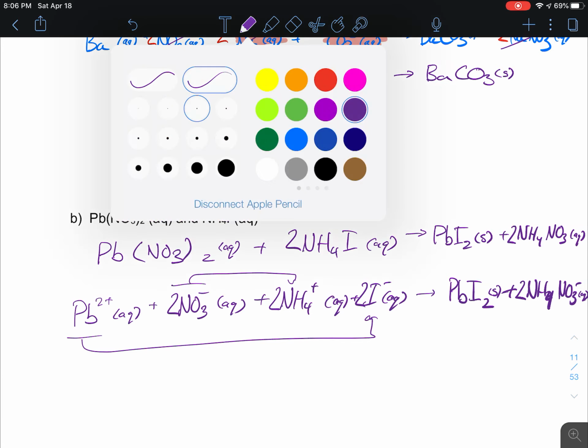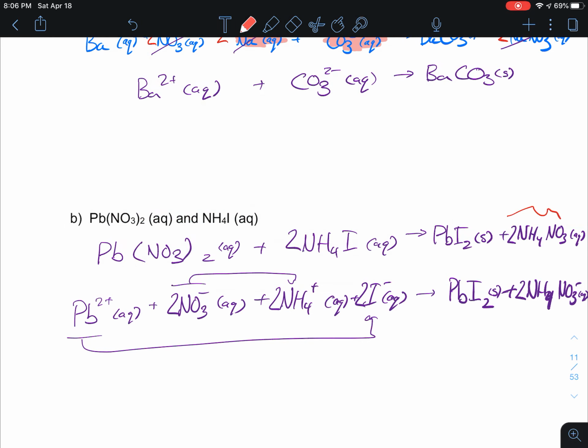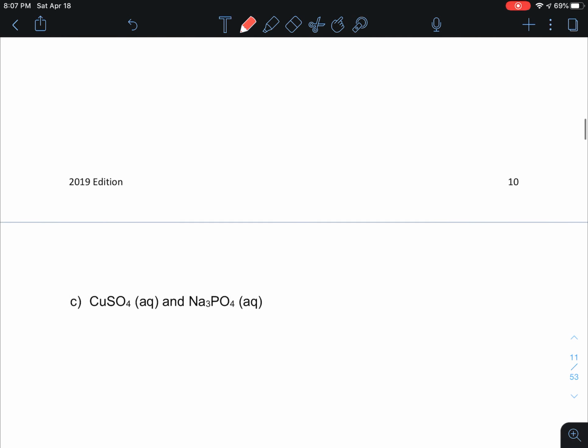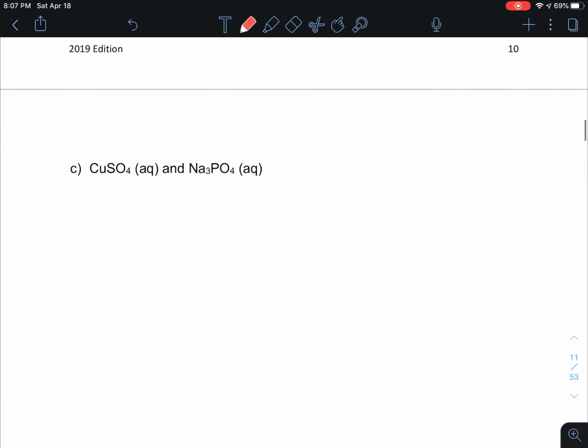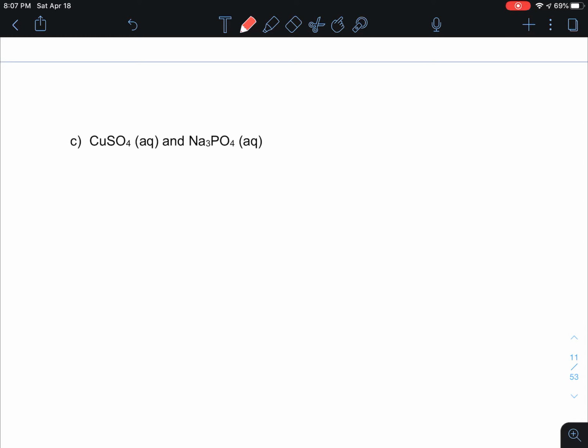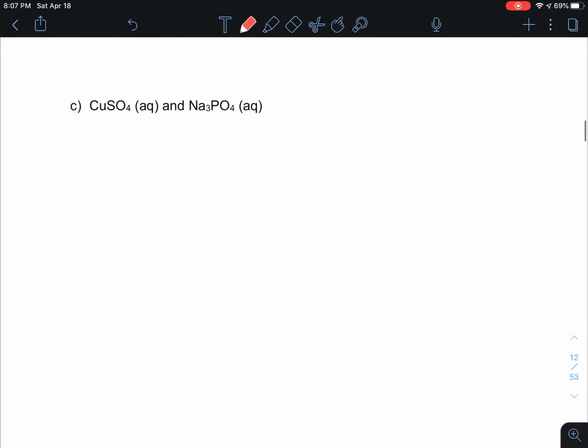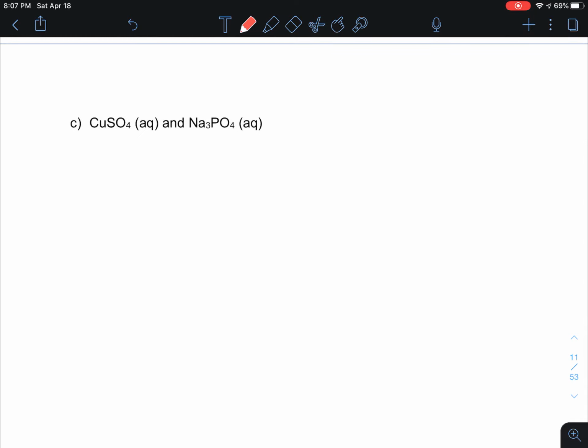Good. And maybe we'll label our spectators. Spec. And this is our precipitate. PPT for precipitate. Okay. That was kind of a boring one. We didn't get a chemical reaction there. So let's see if we can get 1 more, 2 more here, and see what happens.